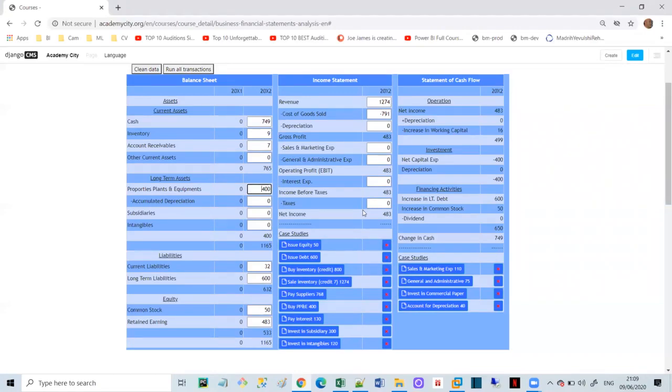Okay? Hold on. If you're buying a long-term property, plant, and equipment, but it's under credit and it wouldn't come out of cash, how would you deduct it from your assets? You're right. You can think about it.